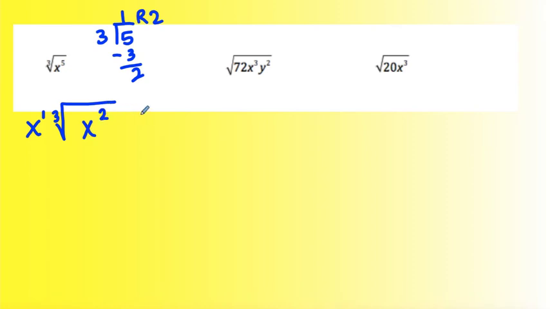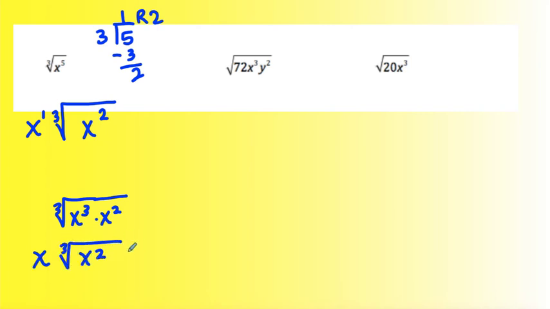Another way of thinking about it is breaking up x to the fifth using cubes. So breaking it up like this, x cubed times x squared. Then we've got the cubed root of x cubed, which is x, but we have this leftover x squared that we can't do anything with. Okay, I know that was a lot.